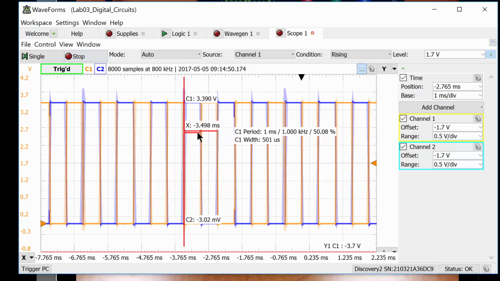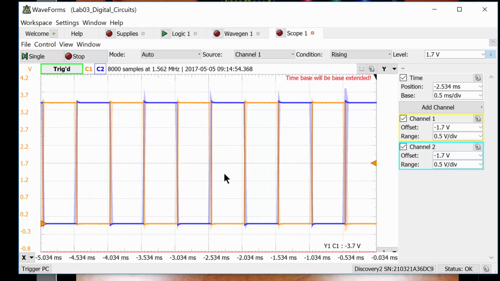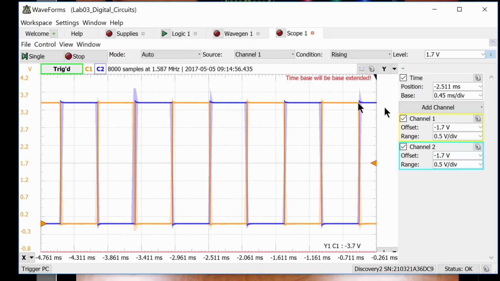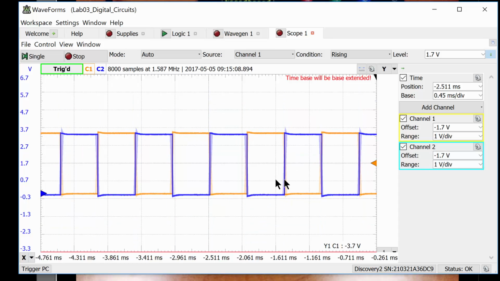You can kind of see what's happening as I zoom in and out here. But what would be neat is to be able to see this a little bit clearer. So to do that, here's what you can do. Let's come over to here, and for the range on channel 1, let's do 1 volt per division, and then for channel 2, let's do 1 volt per division, and that makes it so we can see them on the screen.